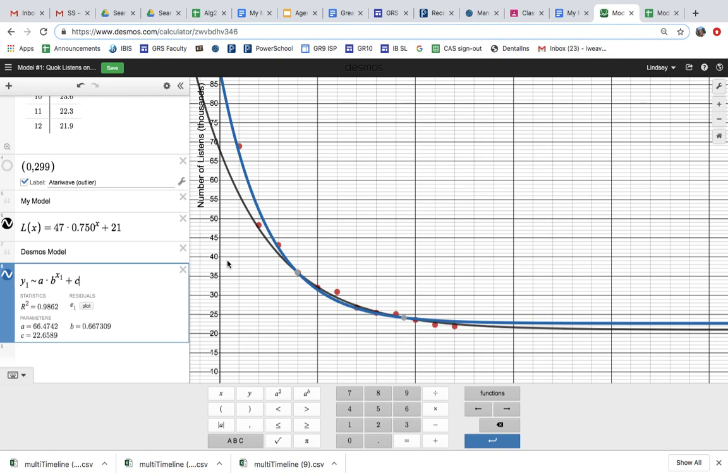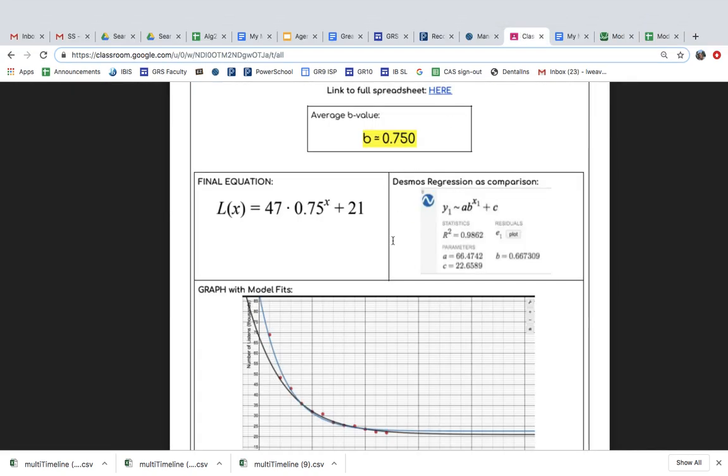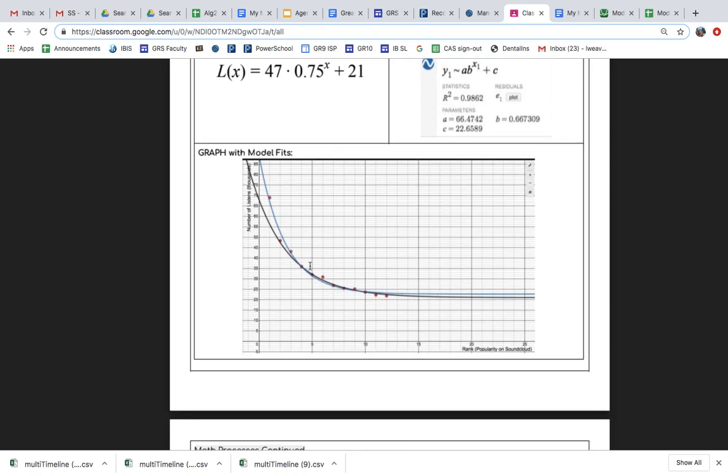You can kind of look at both and decide which one, like a pair of jeans, there's not a right answer, which one fits better. I personally liked my model better. So even though I screenshot that into my paper as a comparison, I'm going to end up using L of x to analyze for the rest of my paper. So there's both of my model fits.